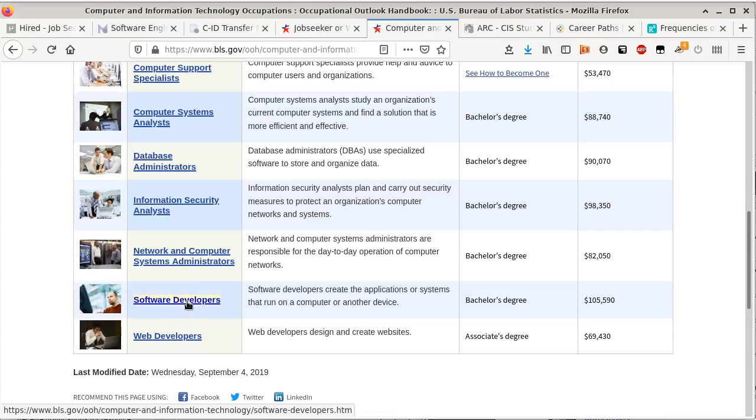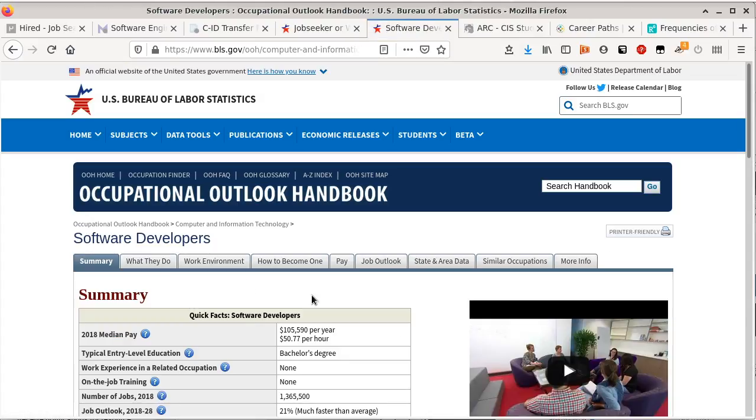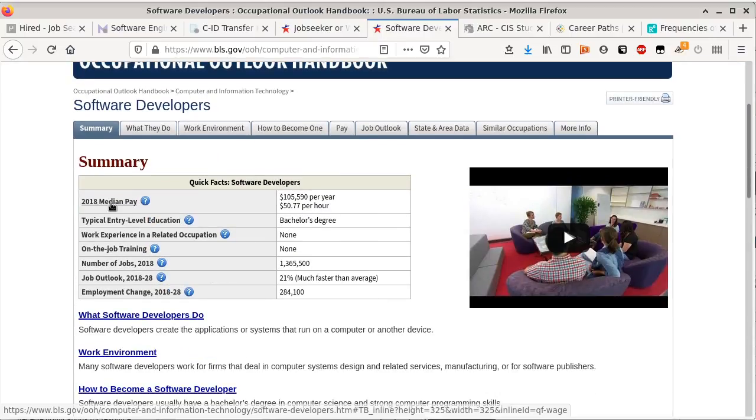I think it's just a shift of title, that people do not refer to those people as software engineers anymore. Nowadays, they're called software developers. So let's click on this one. It shows the median pay in 2018 is $105,590 per year. The requirement is a bachelor's degree, typical entry level, which doesn't mean that some people cannot get into this job without a bachelor's degree. I know a few students like that who were able to become software developers without a bachelor's degree or even an AA or AS.